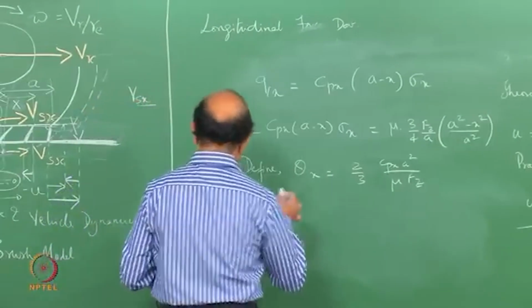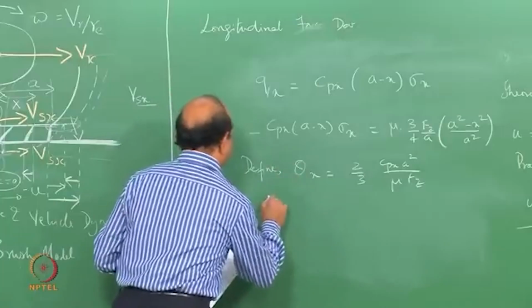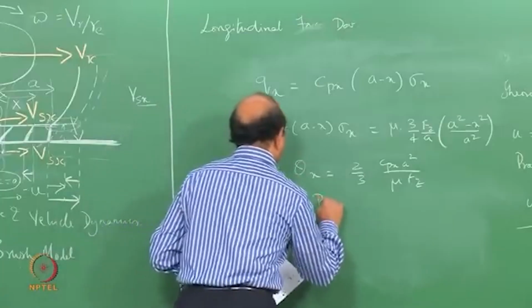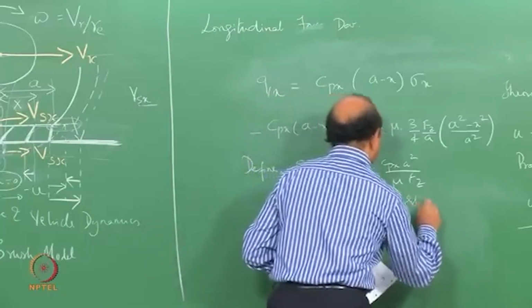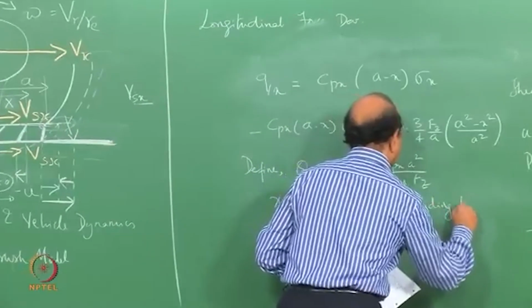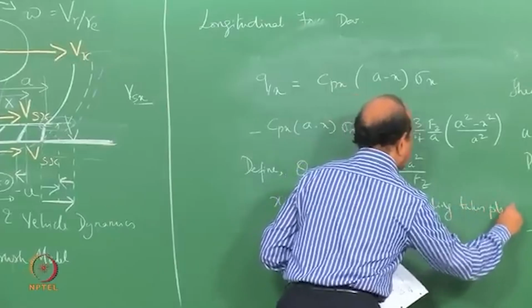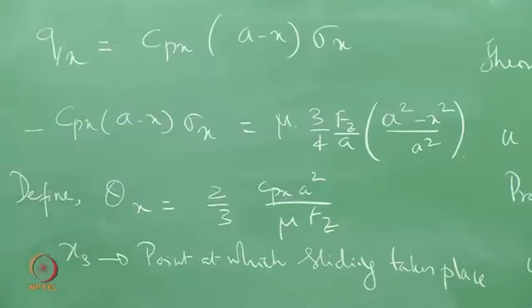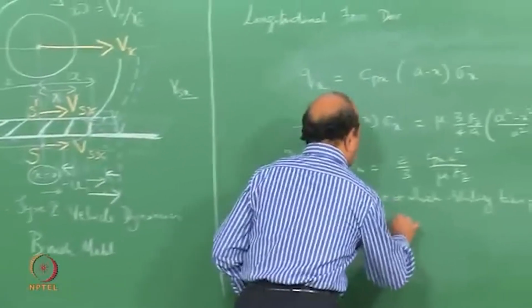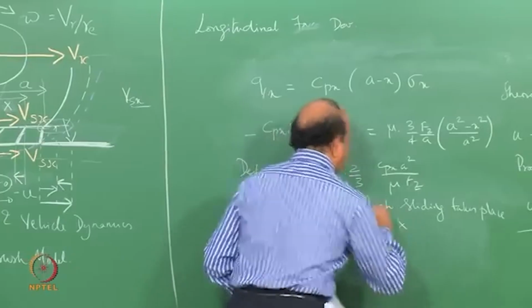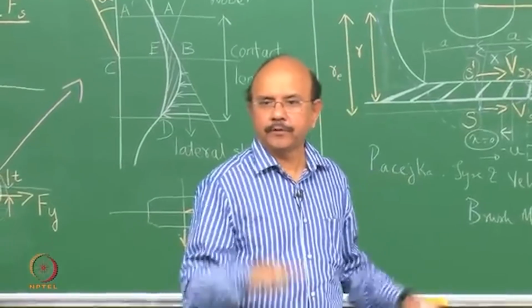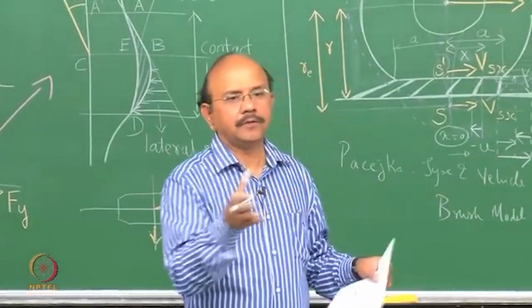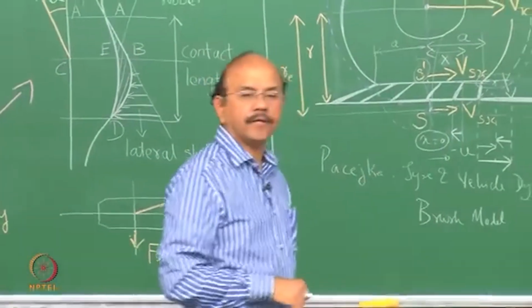So, the first thing, nothing great. Let us say that x is the point at which sliding takes place. Let me also call this 2a lambda, following Pacejka. It's a fraction of 2a. 2a is the total length of the contact patch. 2a lambda is what we saw as xs.